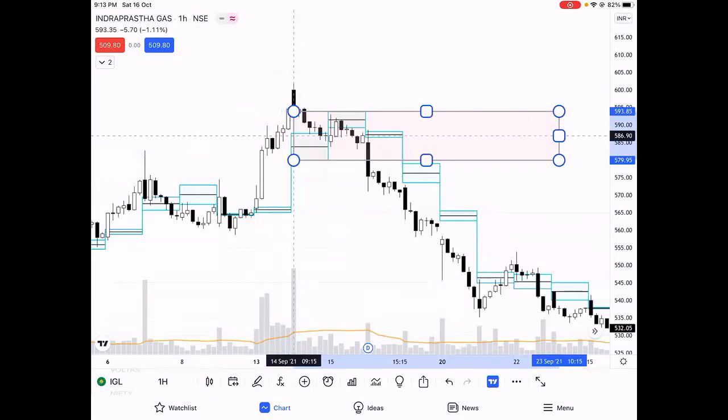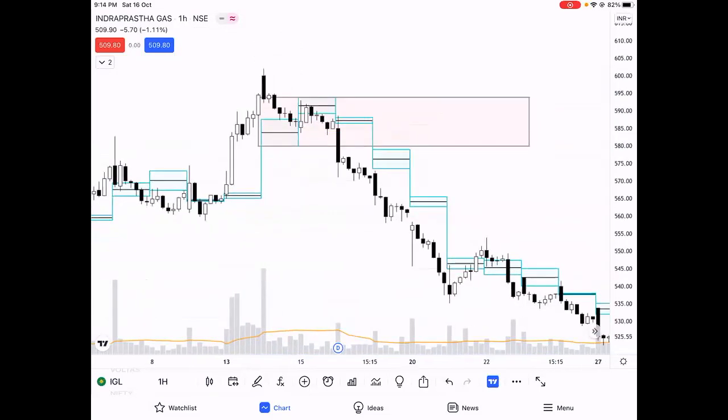This was the day start. So see, drop, base, drop. So this is also a supply zone here. So you have got a confluence also. Now see what happened exactly.